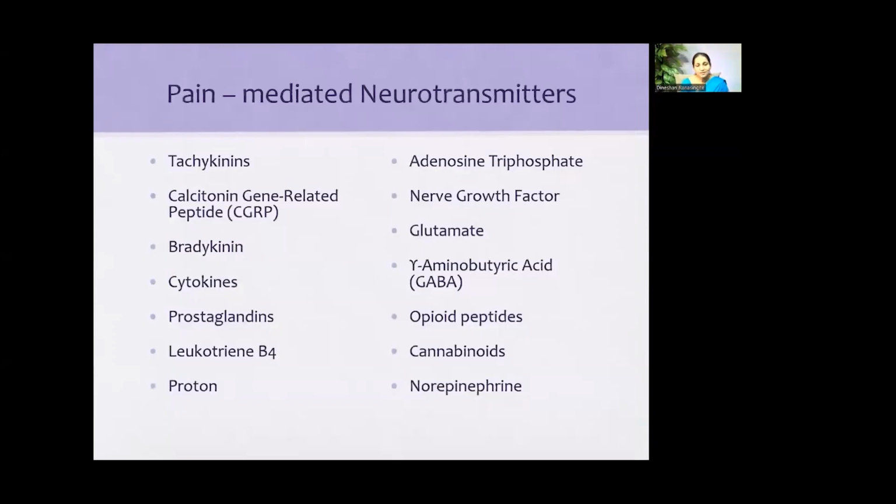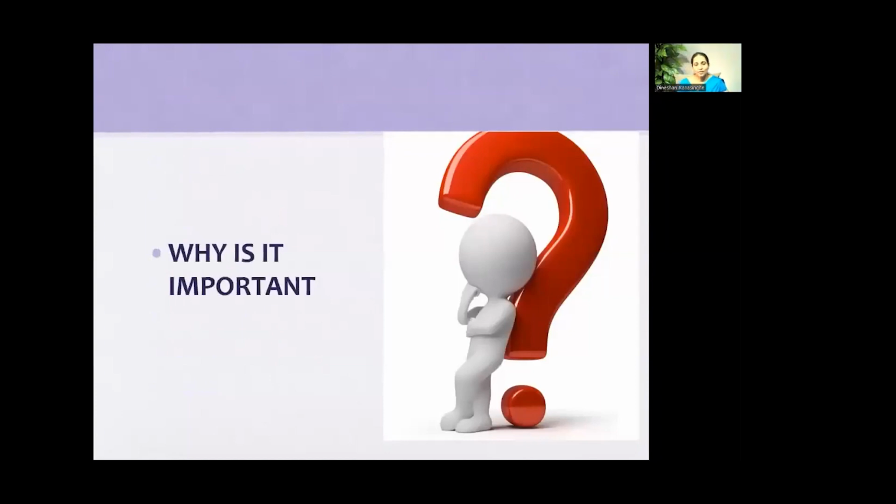So this means that there are many neurotransmitters that are mediating pain. For example, catecholamines, calcitonin gene-related peptide, bradykinins, cytokines, prostaglandins, leukotrienes. Then we have nerve growth factors, gamma-aminobutyric acid, cannabinoids, norepinephrine, all acting as neurotransmitters.